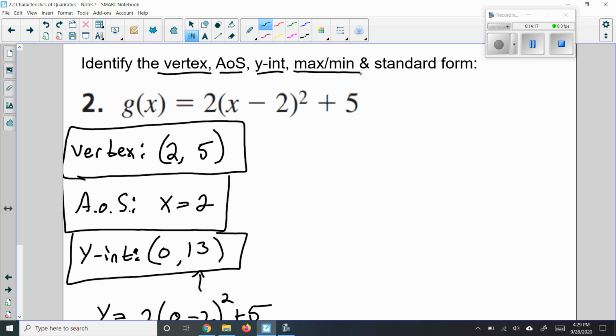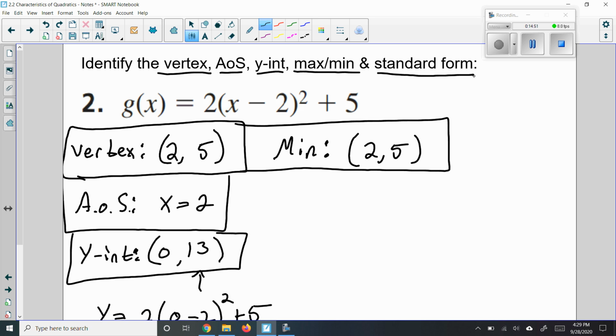Okay, well, let's find, does this have a max or a min? In other words, does our quadratic look like this or like this? Well, since the leading coefficient 2 is positive, our quadratic is going to open up. So is this a max or a min? Well, this is the bottom. That means it's a minimum. So our minimum is just the vertex, which is 2, 5.